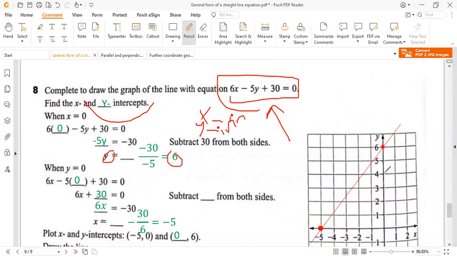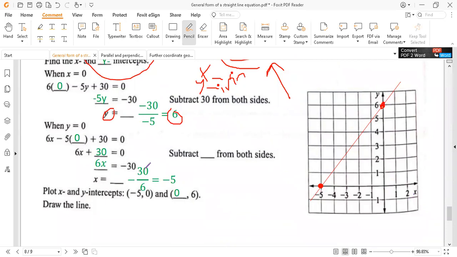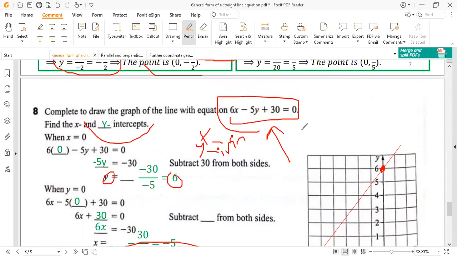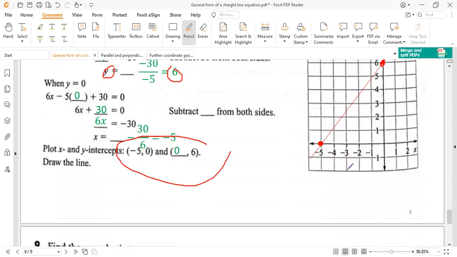1, 2, 3, 4, 5, and 6. We mean by the y-intercept the point 0, 6. And for the x-intercept, normally y equal to 0, so x equal to minus 5. This is the point minus 5, 0, and 0, 6. Easy. Then we join these points with the straight line to obtain the straight line with the general equation 6x minus 5y plus 30 equal to 0.